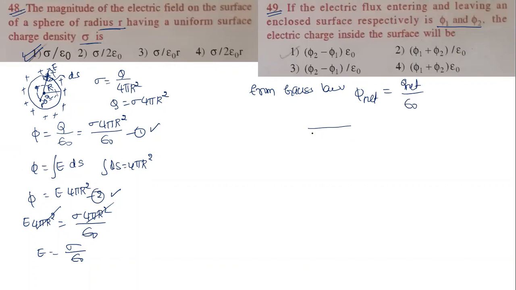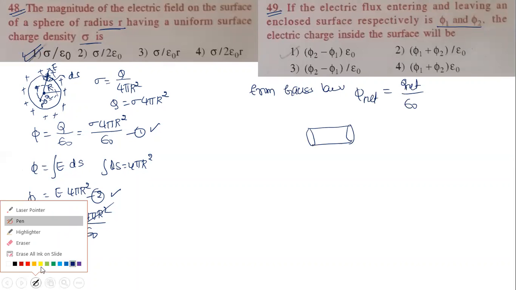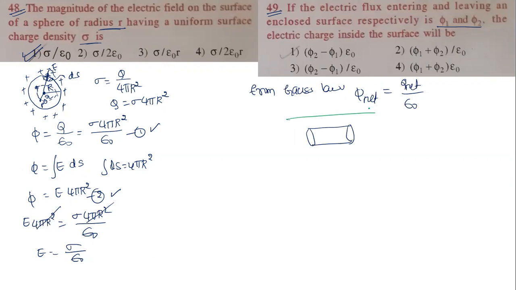If I take a cylinder like this, I am going to keep it in a uniform electric field. The flux is entering here, and the flux is leaving here. So what is the area vector direction here? In this direction. And here the area vector will be in this direction. And on this portion the area vector will be in this direction. Taking all these things into account.